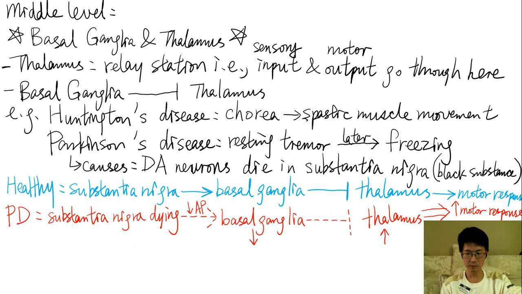So in patients with Parkinson's disease, they will have increased motor response. Increasing motor response, what does it mean? What will the symptom be? When you have increased motor response, then you have resting tremor. So what is resting tremor? I may or may not have already told you.